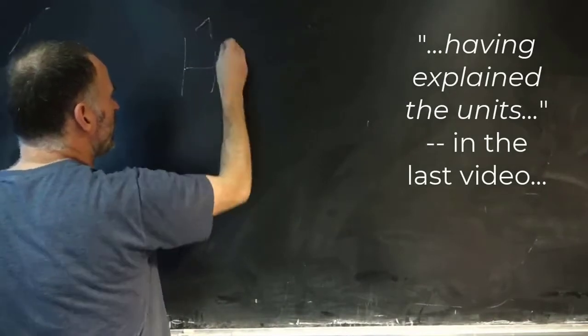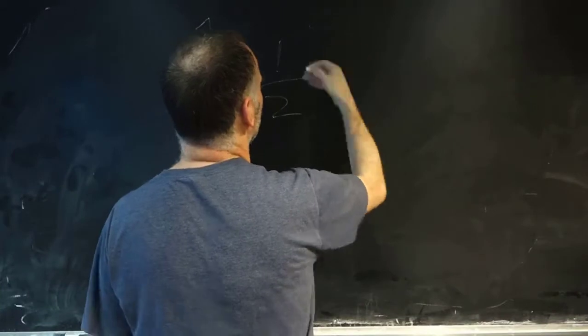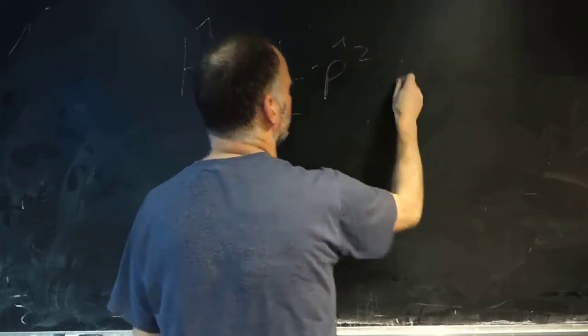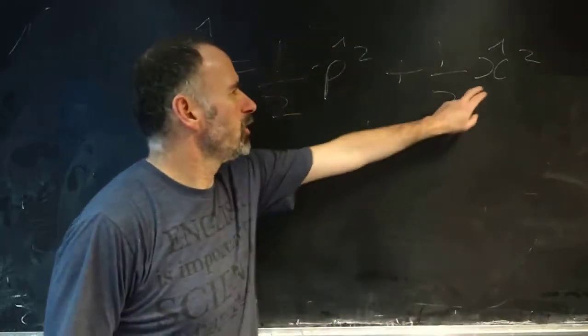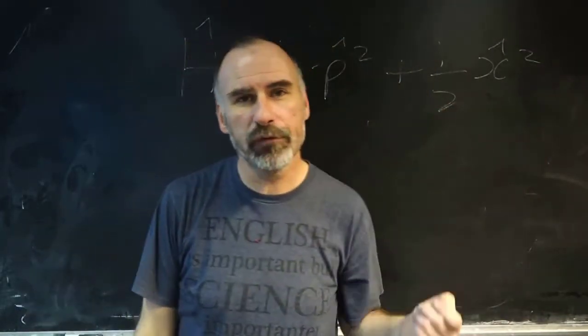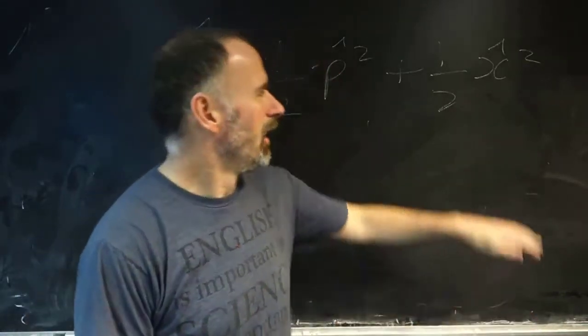Right, having explained the units, that means we can write our Hamiltonian in this form. Really nice, simple form. And I'm putting the little hats on. You could argue that the hat on the X is superfluous because the X operator is just X.